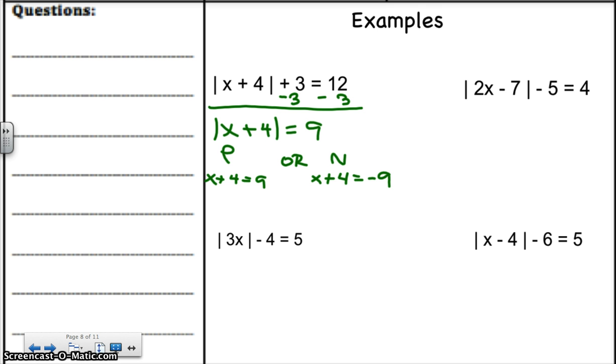And then I solve. Subtract 4. X is 5. Positive case is always usually the nice case to solve. Subtract 4, here we go. This is where a lot of kids are going to think negative 5. But no, this is negative 9 minus 4 more, which really means plus a negative. So x is negative 13. Those are my 2 cases.